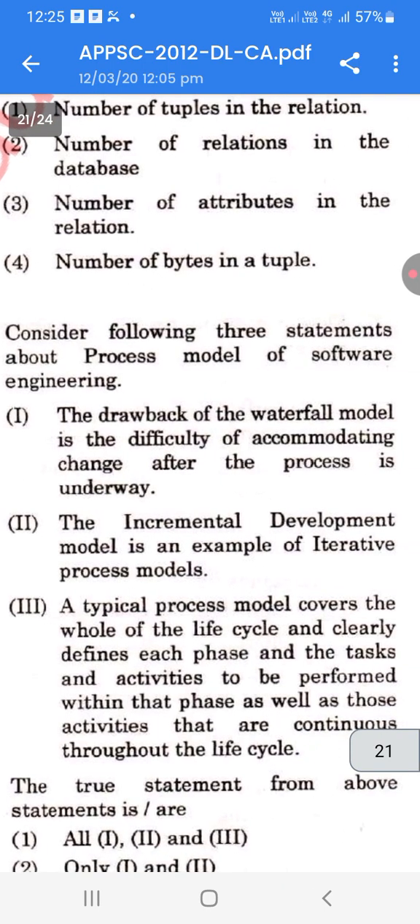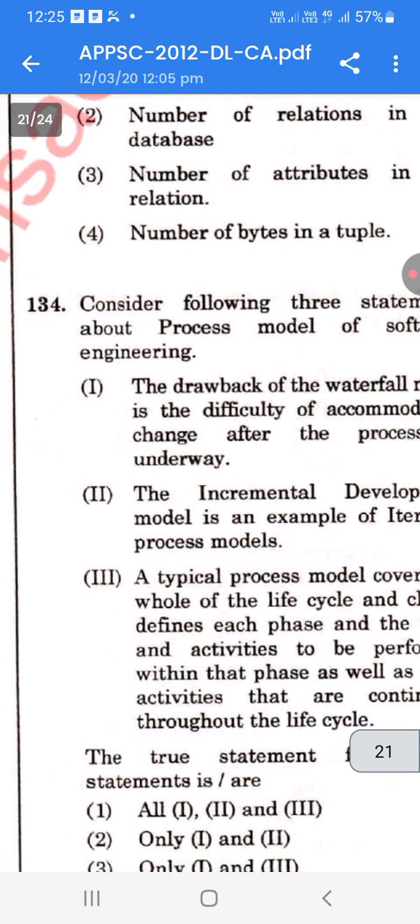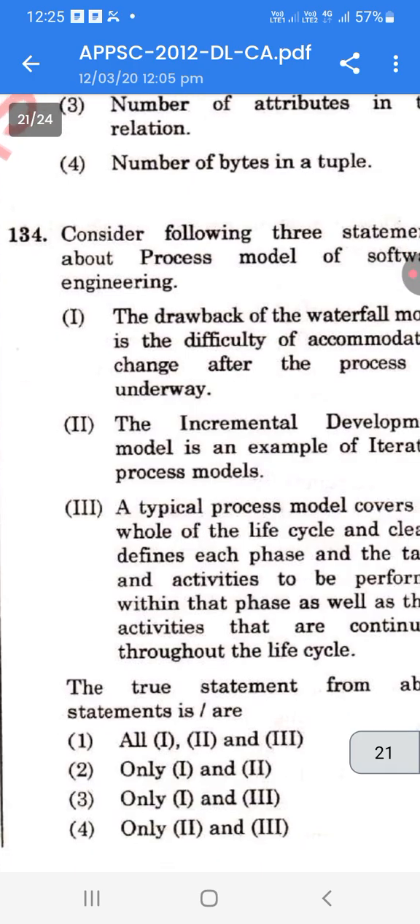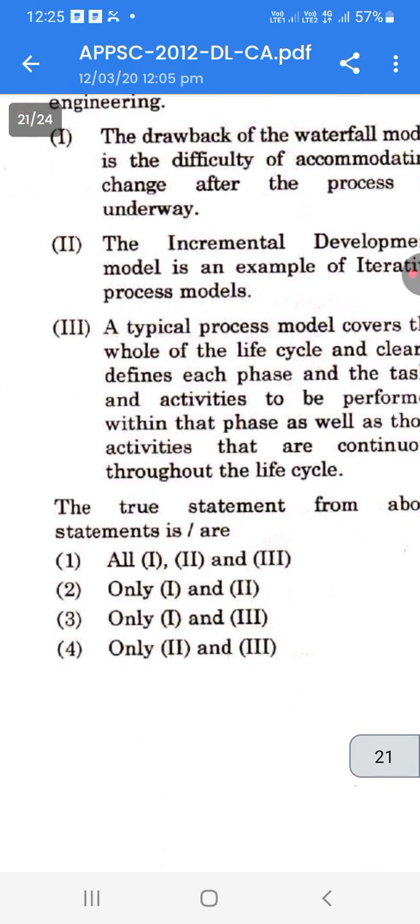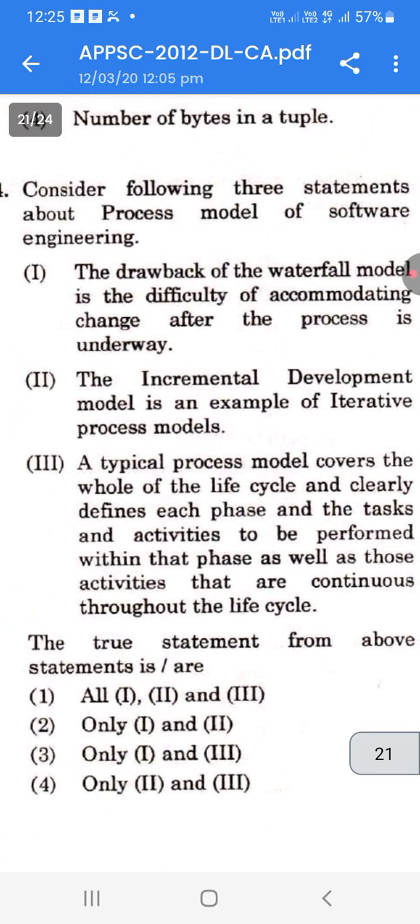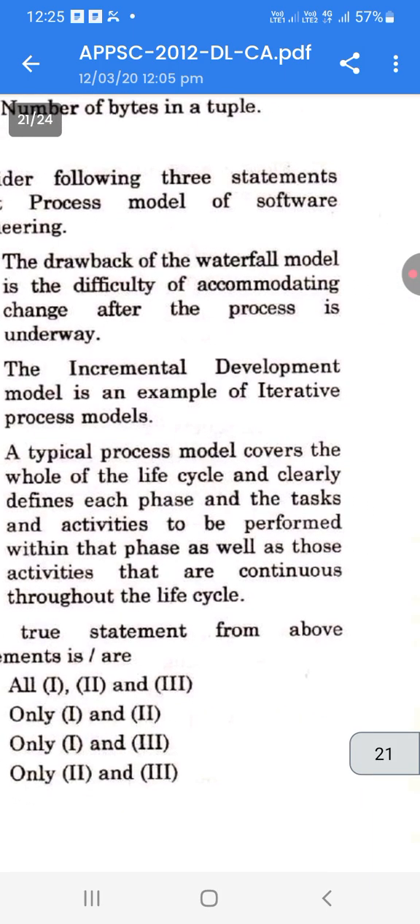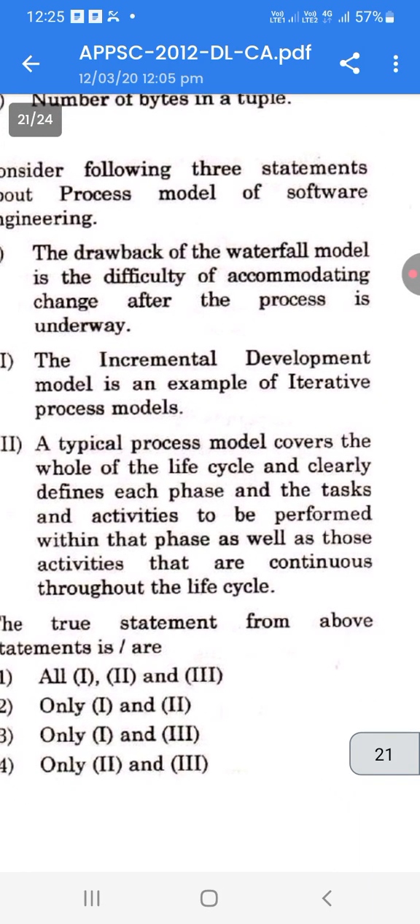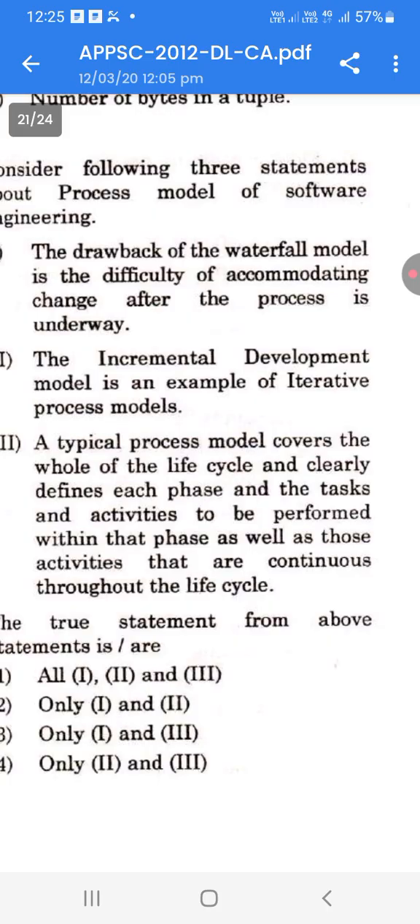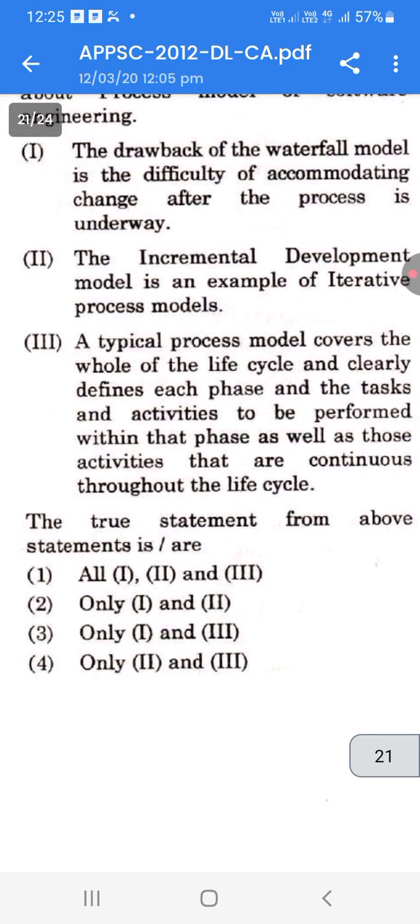Consider following three statements about process model of software engineering. Only 1 and 3 are true statements. The drawback of the waterfall model is the difficulty of accommodating change after the process is underway. A typical process model covers the whole of the life cycle and clearly defines each phase and the tasks and activities to be performed within that phase, as well as those activities that are continuous throughout the life cycle.